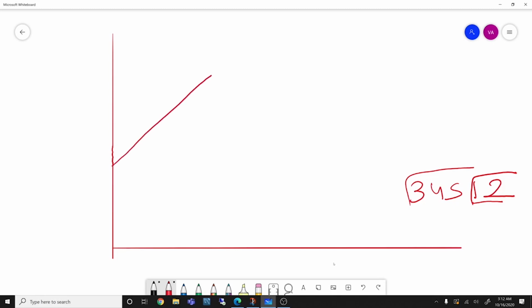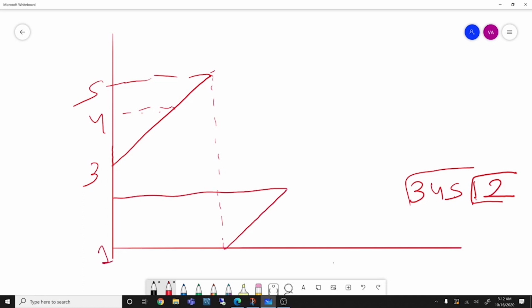So first of all, we'll have a line like this. Let's say this point is 3, this particular point is 4 and this particular point is 5. And now we'll see that there's a sudden decrease, that from 5 we come to 1. So let's just make a dotted line over here and we go up to 2. So this point, let's say, is 1 on the graph and this particular point here is 2.